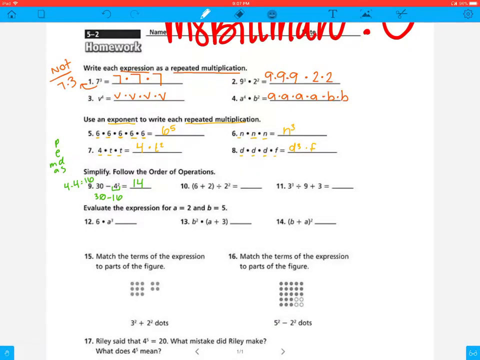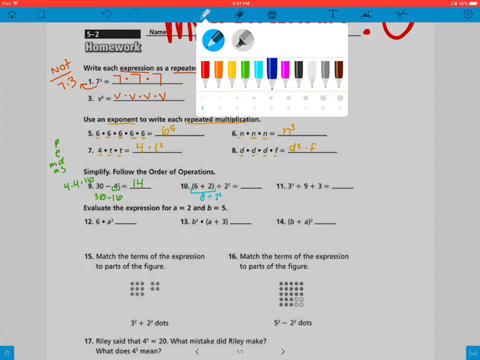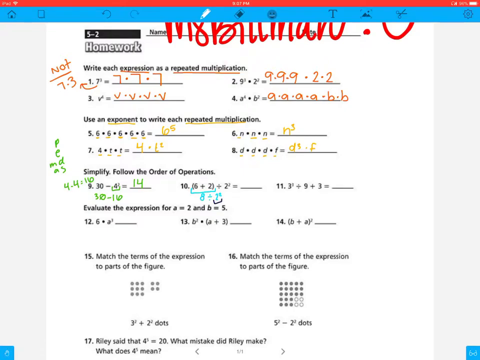Still following my order of operations, I do my parentheses first on number 10. 6 plus 2 is 8, and it's 8 divided by 2 squared. Now I do my exponents, and 2 multiplied by 2 is 4, and I rewrite it as 8 divided by 4, which is 2.